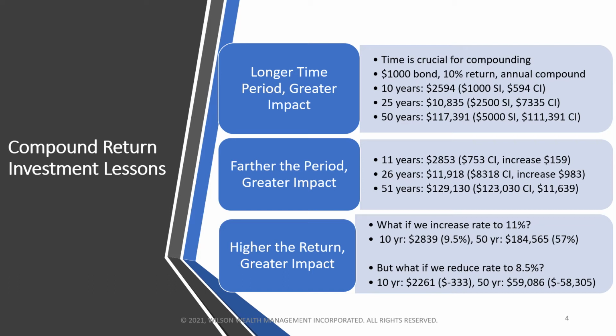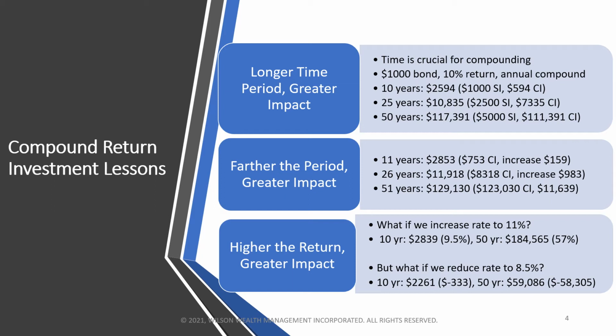Over 10 years, we see that we have almost a 10% increase in the total return. That's not bad. But if we go out 50 years, that increased return is 57%. So $184,565 versus $117,391. That's a lot of increase just for 1% added return.